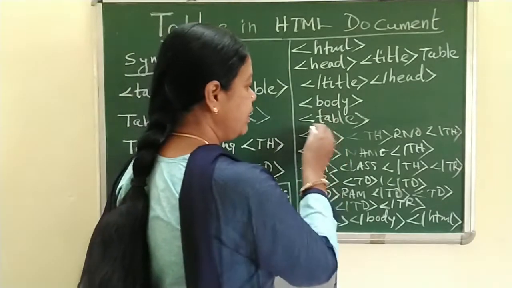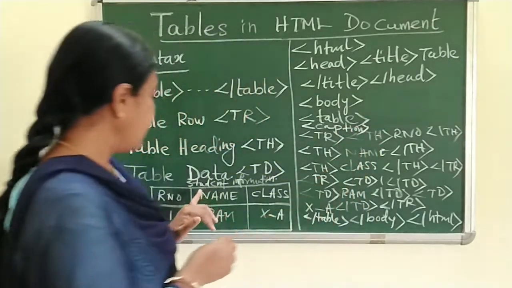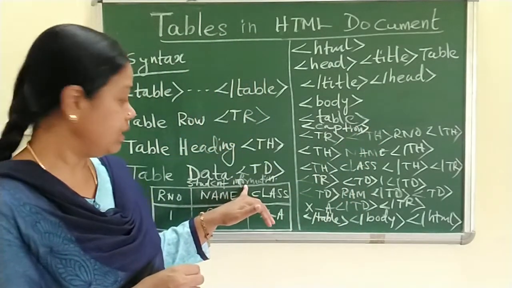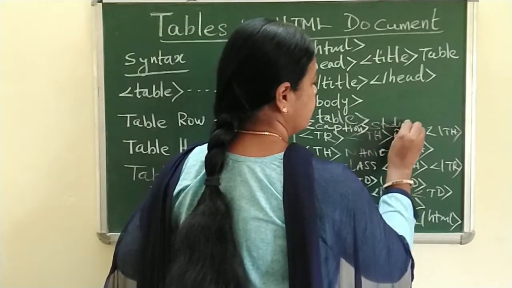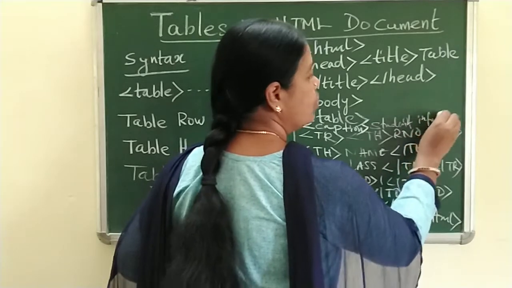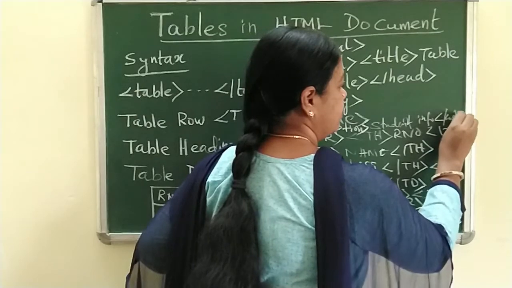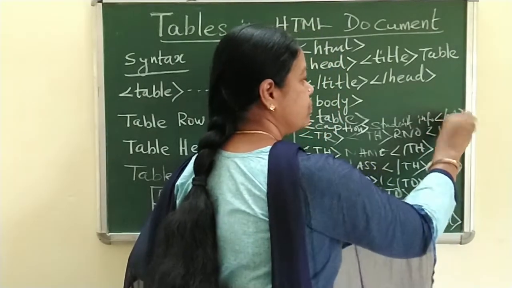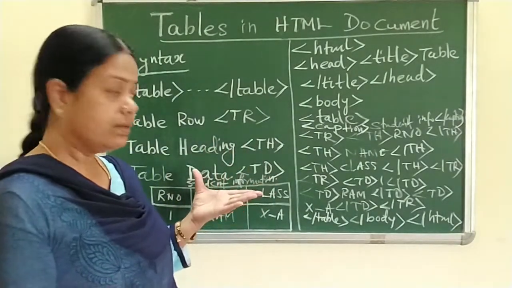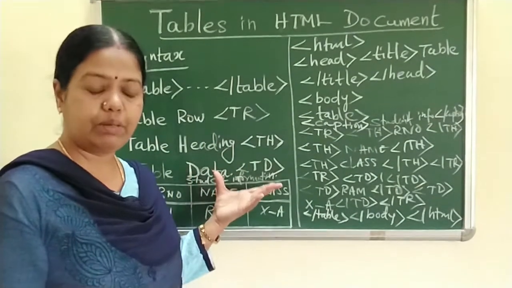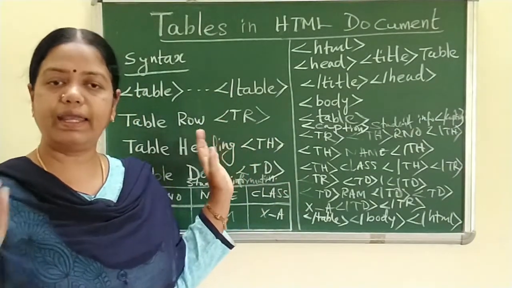So now, after the table we can write caption, and the caption of the table is student information, and close the caption. So this will display the caption for your table. By default the caption will be aligned in the center.